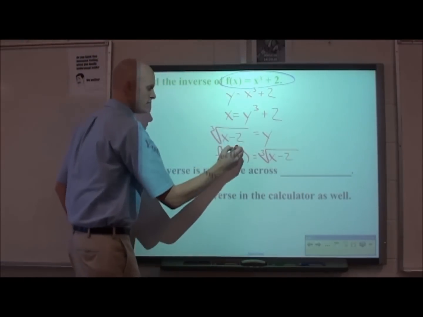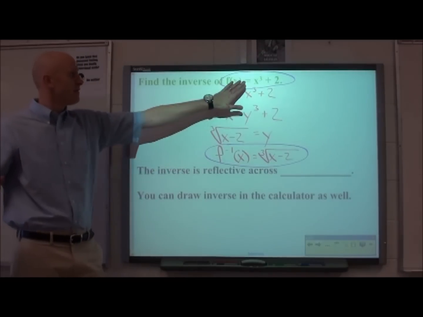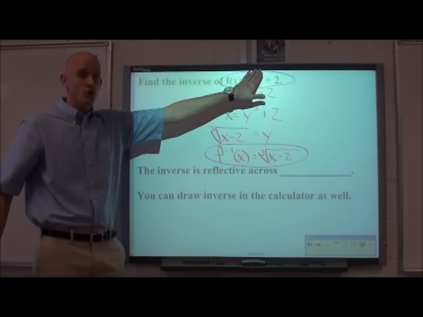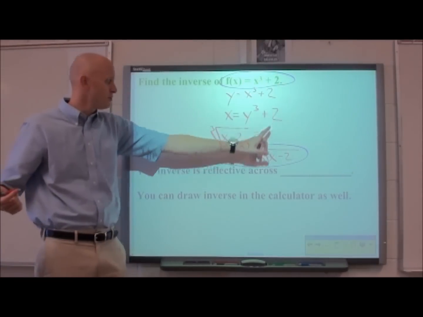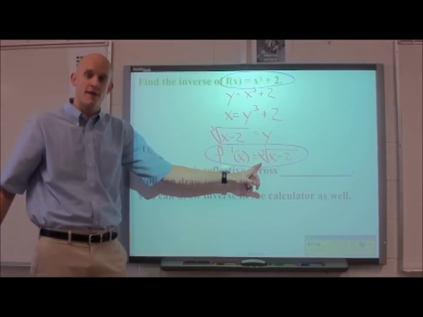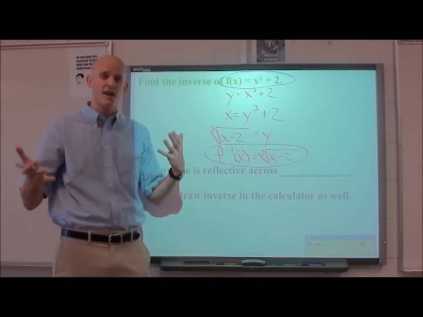These two things, you should see the relationship for their inverse. This function cubes x and then adds 2. Our inverse should undo that. This one subtracts 2 and then cube roots it. So it's undoing what the original function does. That's what inverses do.